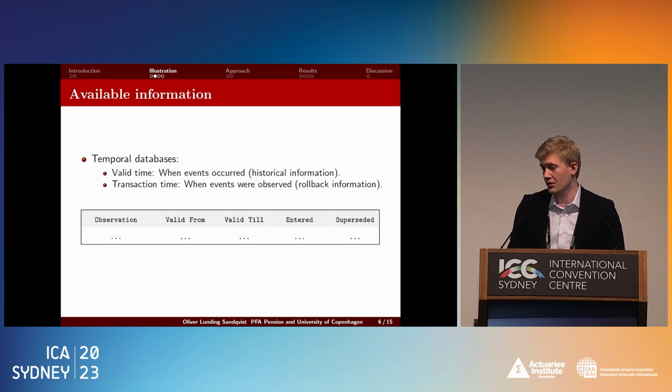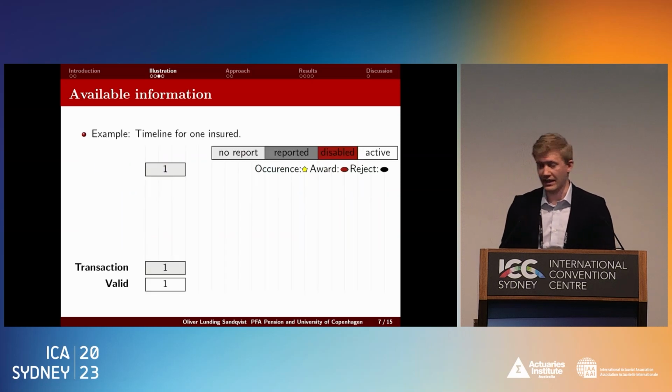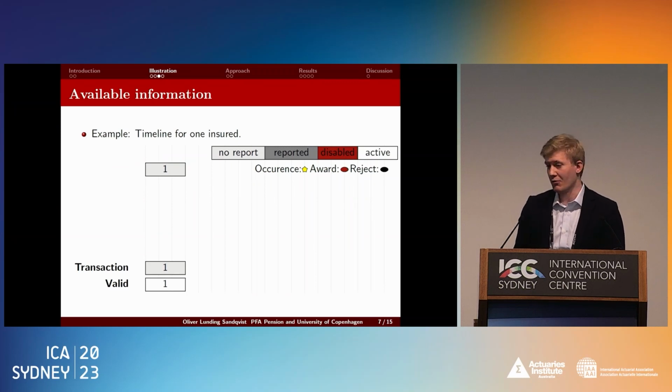But also, this information is entered in the database at a certain time, but it might be superseded at a later time if we obtain some new information. For example, that for some reason he was not actually disabled, he didn't live up to the criteria we had for the disability payout. So instead of looking at tables, I will show some examples here with a timeline that's maybe a bit more visual.